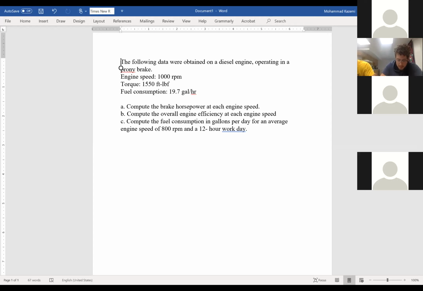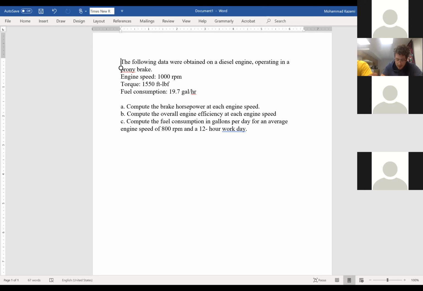So this is problem number 1 in your book. This is one part of it. In that problem, it asks you to do multiple calculations, but we will just do one set of engine calculations. I don't know if you guys have access to the book in front of you or not.